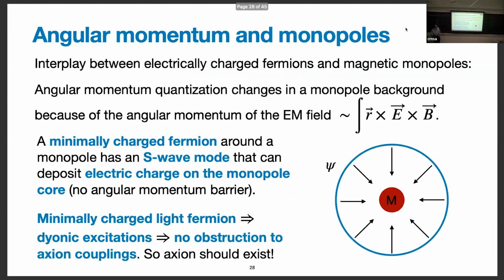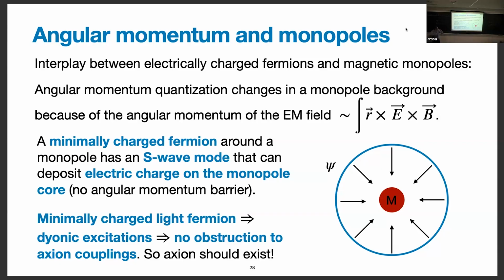And the reason why light fermions come into play here is there's this great fact about monopoles that if you solve for the modes of a fermion around a monopole, they act like bosons. That's because there's angular momentum stored in the electric and magnetic fields. And so a minimally charged fermion has an S-wave mode, which means in a monopole background, you can just take some sort of spherical shell of fermion that carries electric charge and just drop it onto the monopole core.